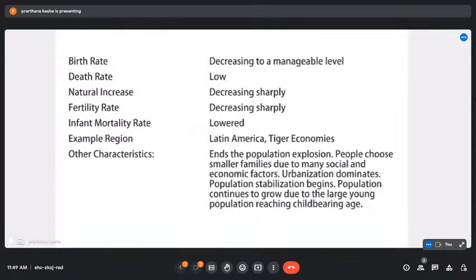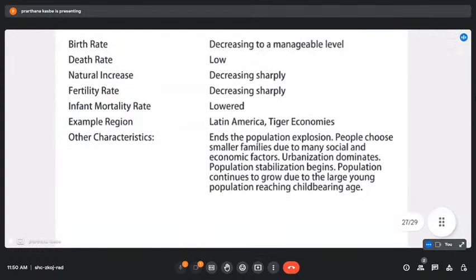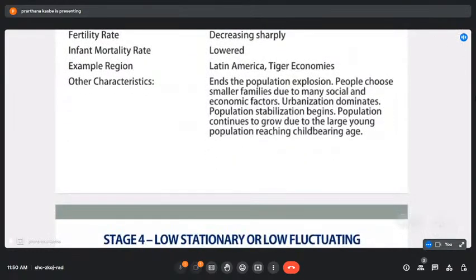The death rate is low, and it is decreasing. Natural increase is decreasing sharply. The fertility rate is also decreasing sharply. Infant mortality is also lowered. And here the Latin American tiger economies take part. So another characteristic of this third stage is the end of the population explosion.